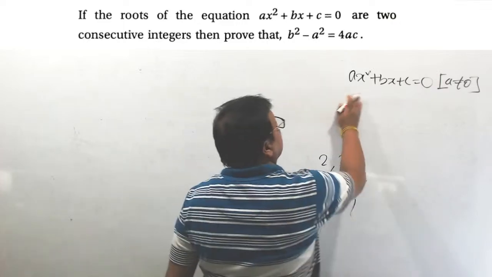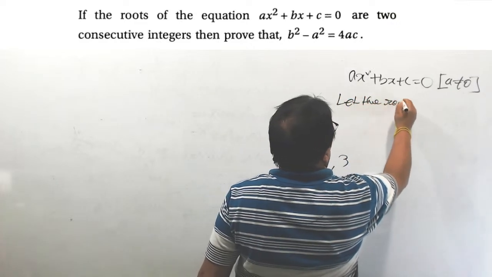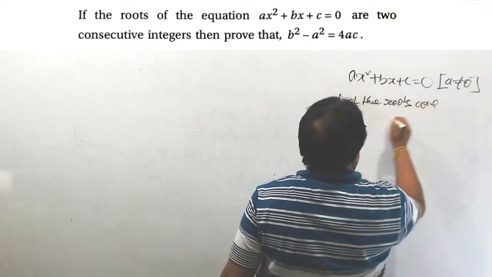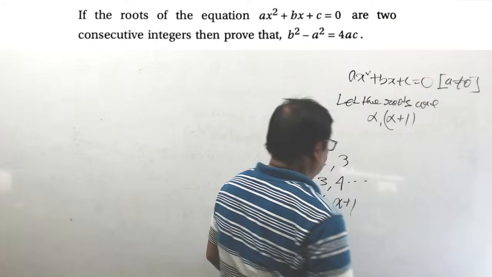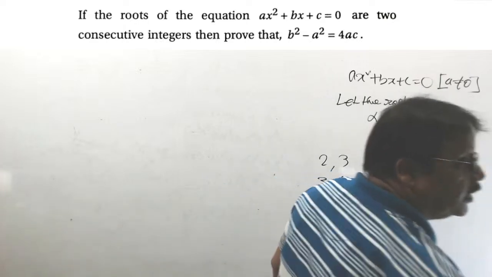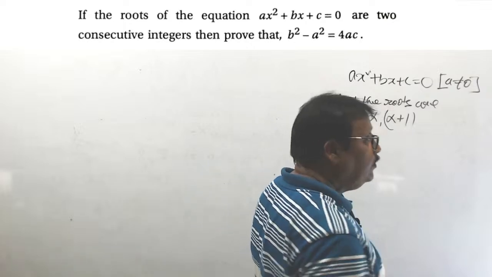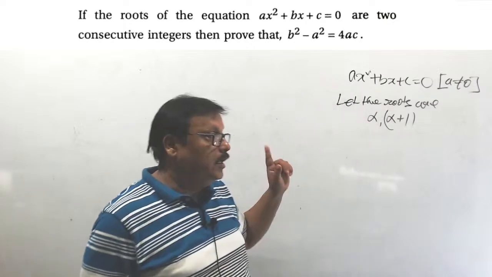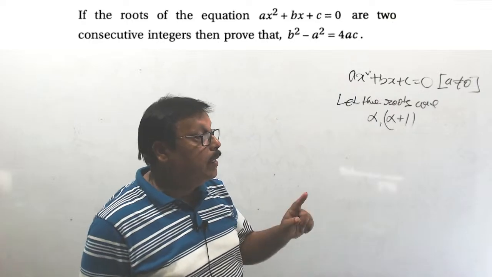So let the roots be alpha and alpha plus 1. Understood? Roots are alpha and alpha plus 1. Right? Okay. Now you have to prove b square minus a square is equal to 4ac.